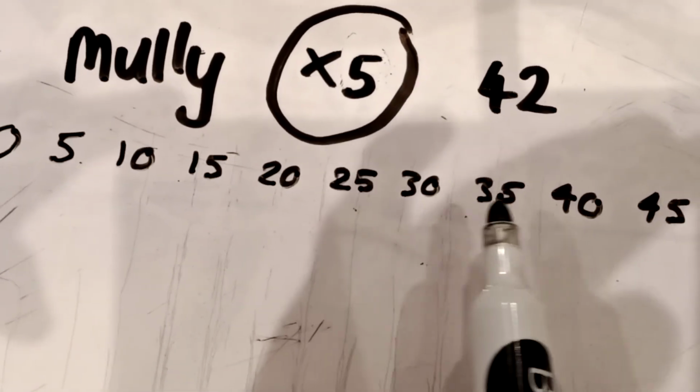Where would 42 come? 42, 45. I know, 42 is going to be there, isn't it? So let's put the force field on. And we know that that's going to be sort of where 42 is. So we need to work out which multiple of 5 we can get up to without going past it. Oh, there we go. So it's got to be 40. If we go past 40, we get an electric shock. So we can't go past 42 because that's where Mully is. So it's got to be 40. So the nearest multiple we can get to is 40.